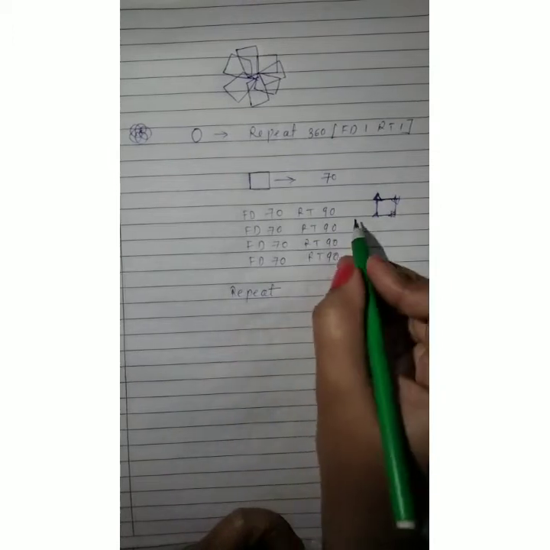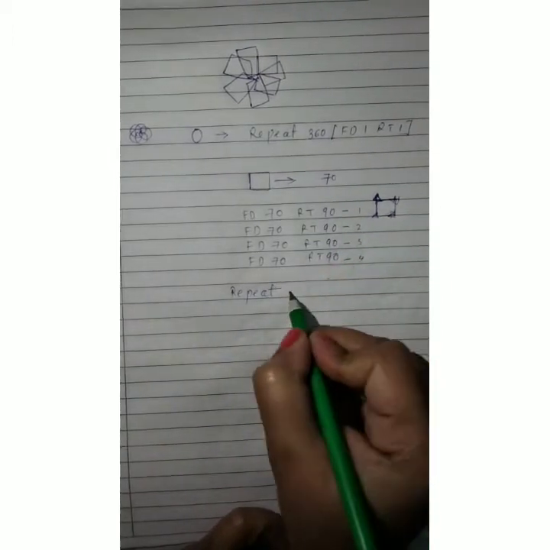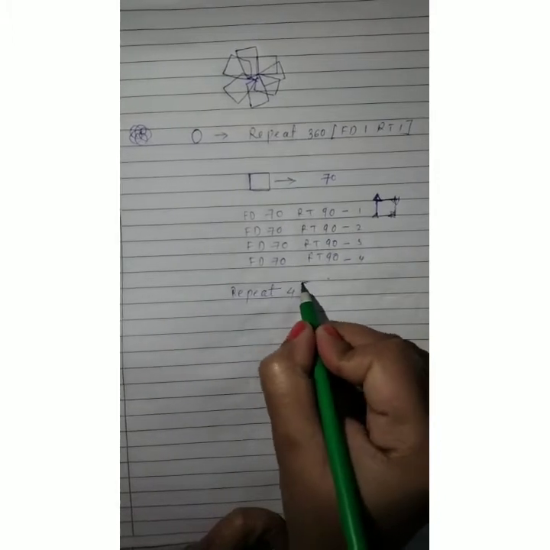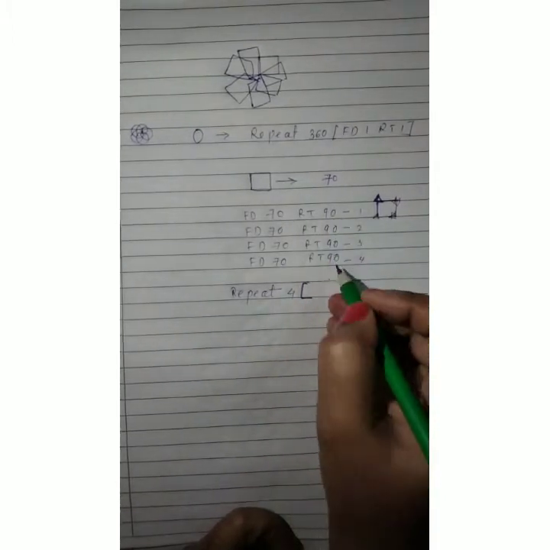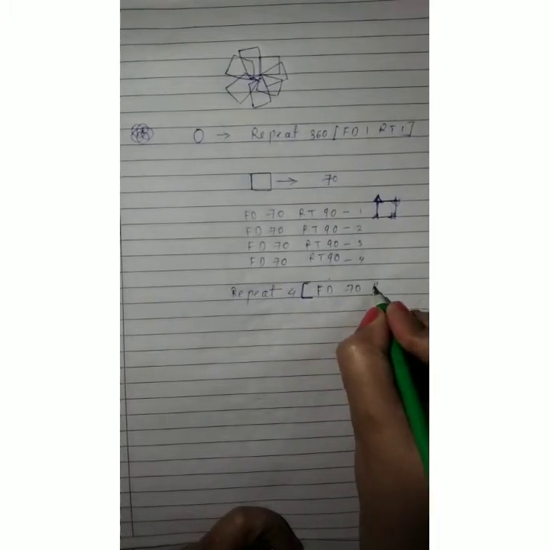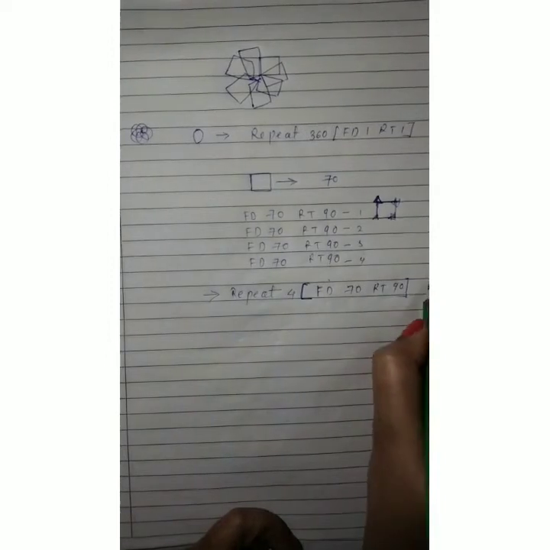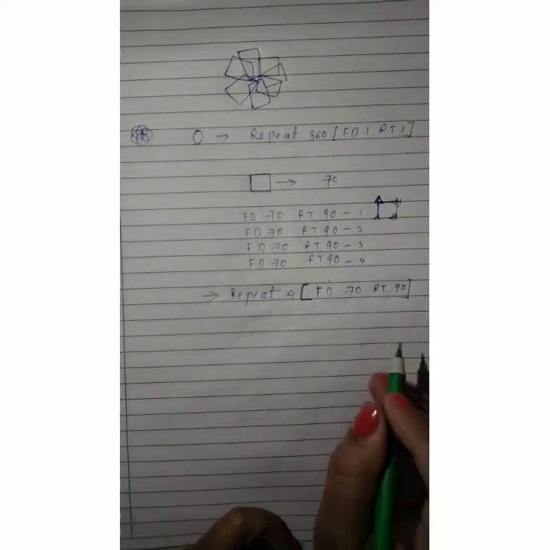Repeat. Now how many times do we want to repeat? 1, 2, 3, 4. So 4. Now which step? Square bracket, and the same step: FD 70, RT 90. Now by writing the single step we can make a square.